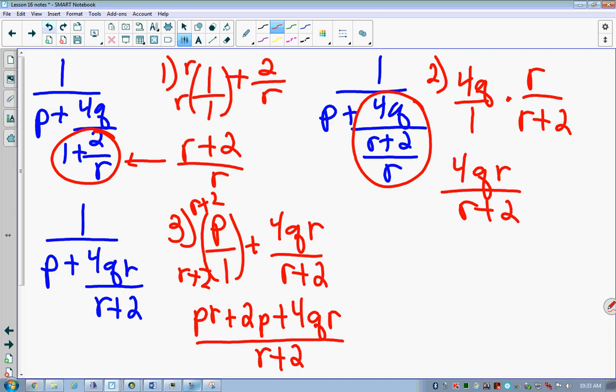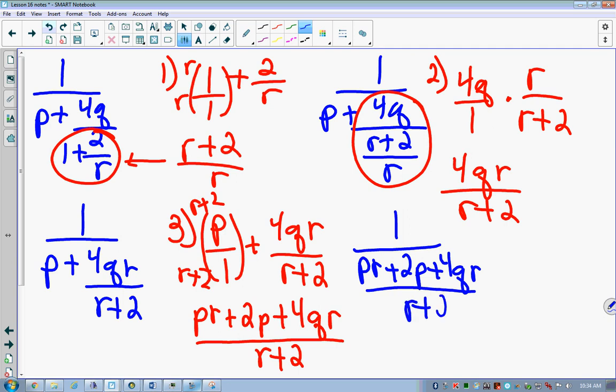All right. Now, what do I do? I rewrite it. So what I have now is 1 over pr plus 2p plus 4qr all over r plus 2. All right. This brings me to step number 2, just what we saw right here. How I had 4q being divided by a fraction. This same thing is happening here. See how the pattern repeats all the way up in terms of how I solve?